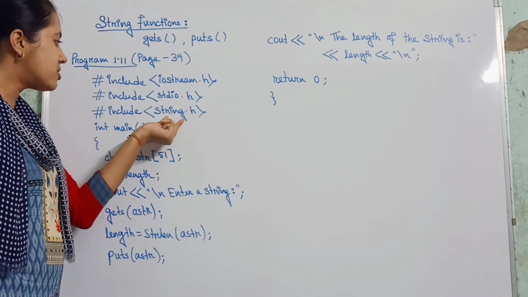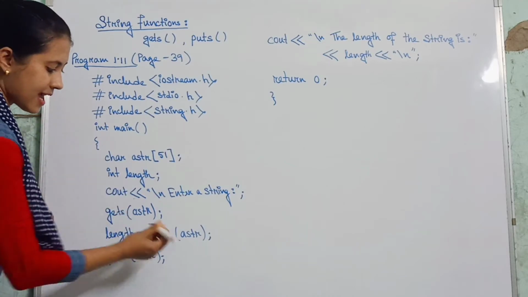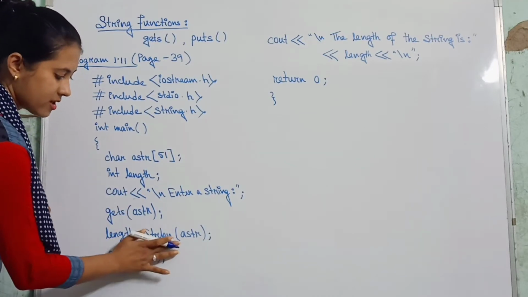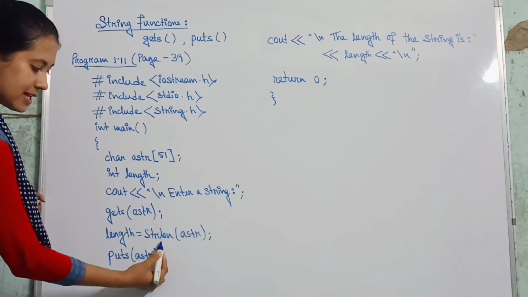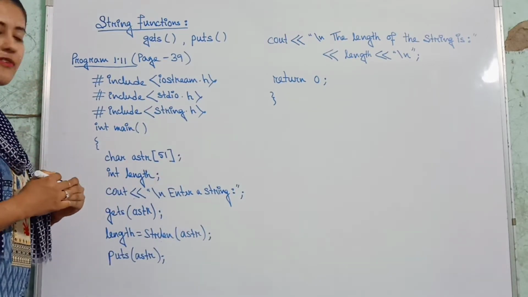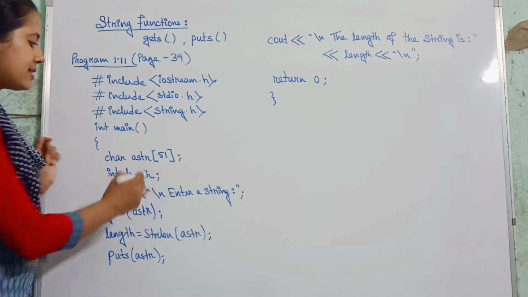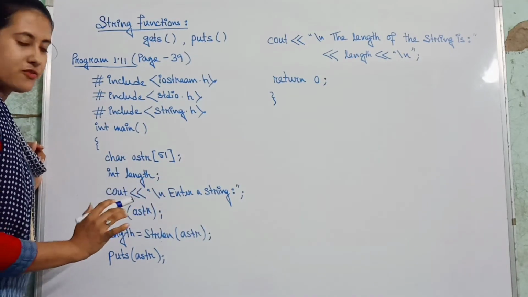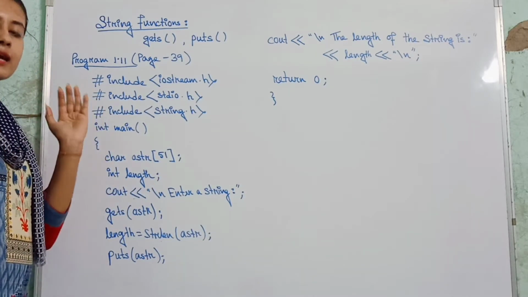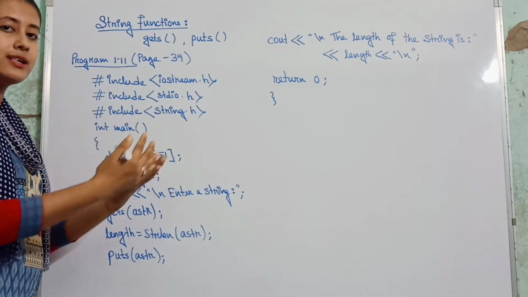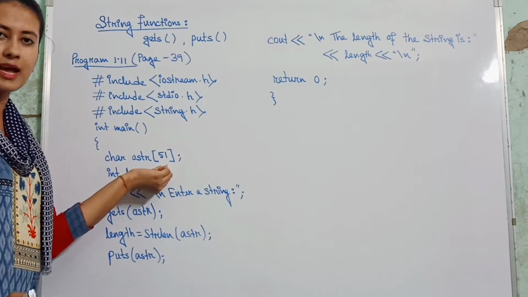Then string.h, why have we used this one? string.h is for the strlen function. We will see what the function of strlen is, but for this function we have included this header file. Now come to the main program. char astr is a variable name that we have taken, and inside it we have taken 51 characters. The string that the user enters must be 50 characters long and not more than that.